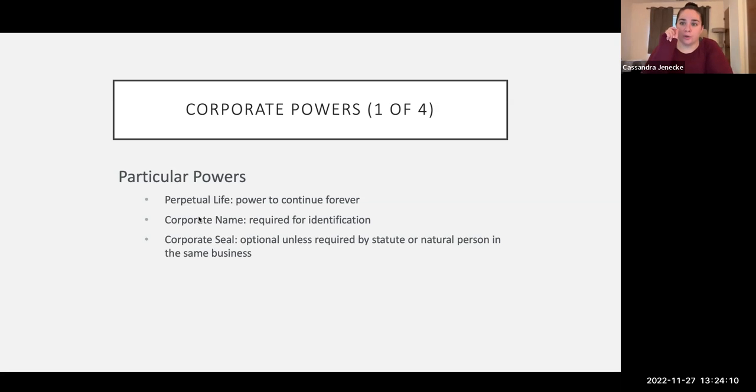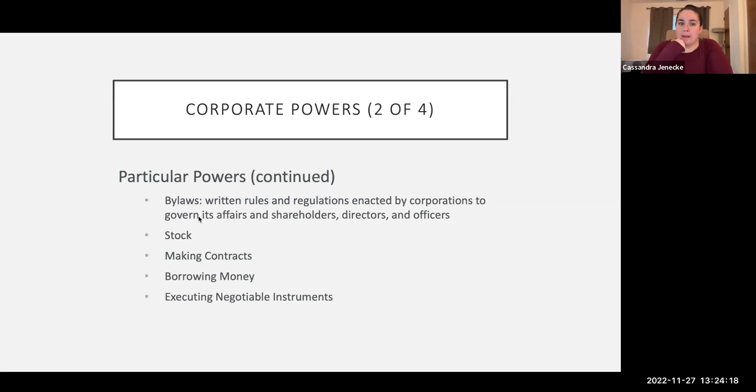If there is a natural person in the same business, with the same name, then you have to have an alternative corporate seal. Now, much like when we talked about your partnership agreement and the bylaws through which your limited liability partnerships and limited partnerships are formed, you also have to have bylaws for a corporation, right?